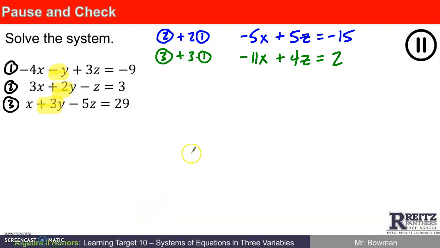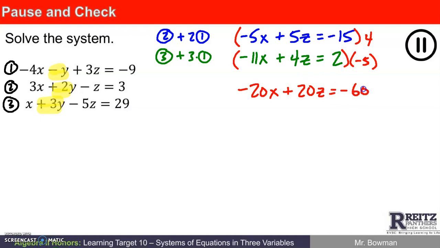I think I'm going to do this one by trying to get rid of my z's. So I'm going to multiply the top equation, and there are other options here, of course, by 4, and I'm going to multiply this one by negative 5. That will give me 20z and negative 20z. So I've got negative 20x in the first equation, plus 20z equals negative 60. In the second equation, if I multiply everything by negative 5, I've got positive 55x minus 20z equals negative 10.